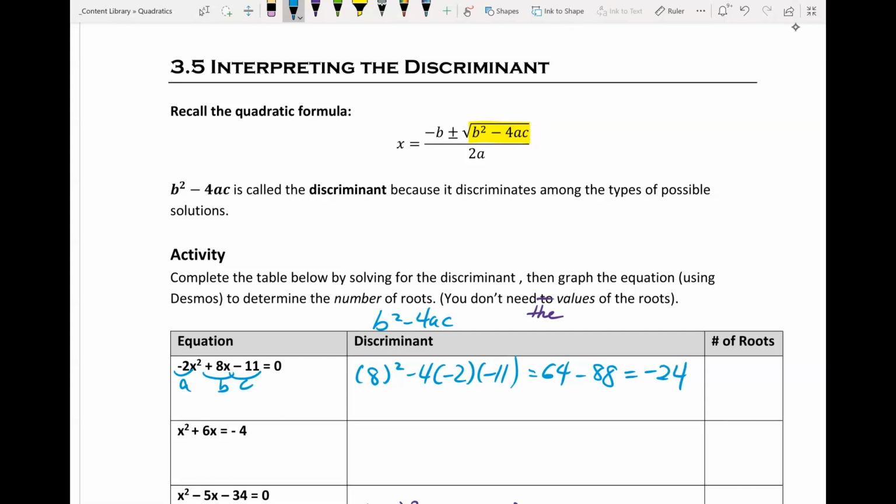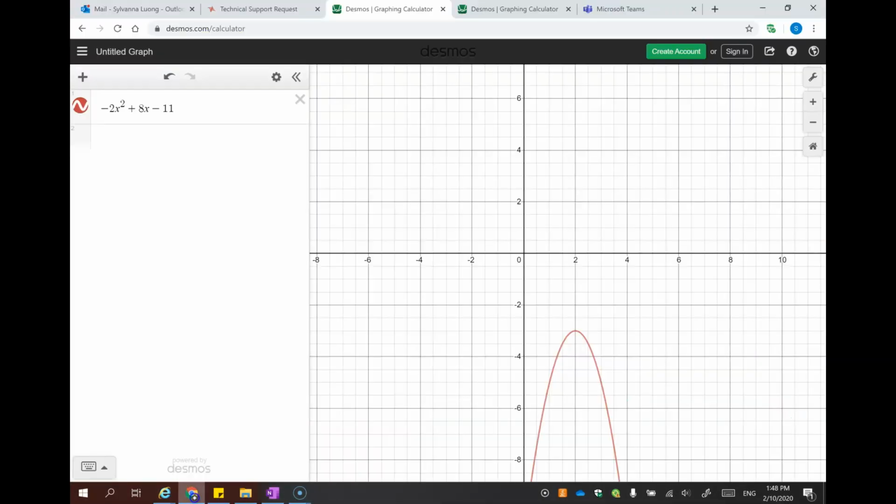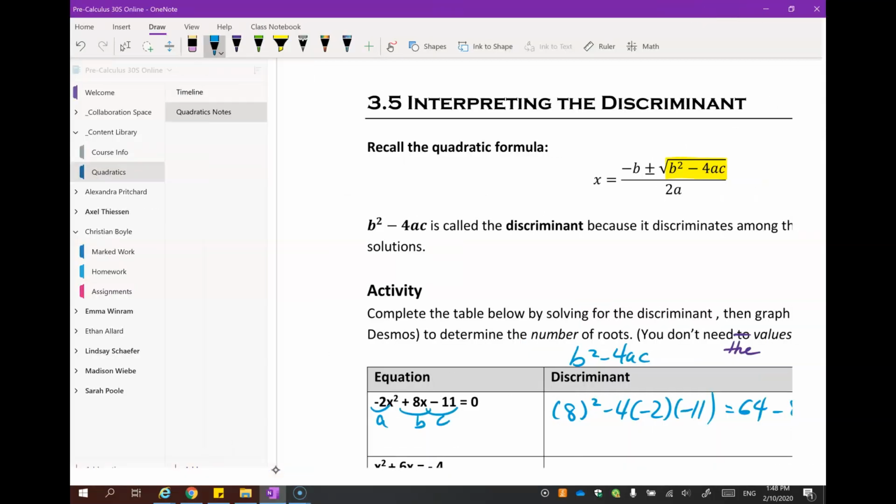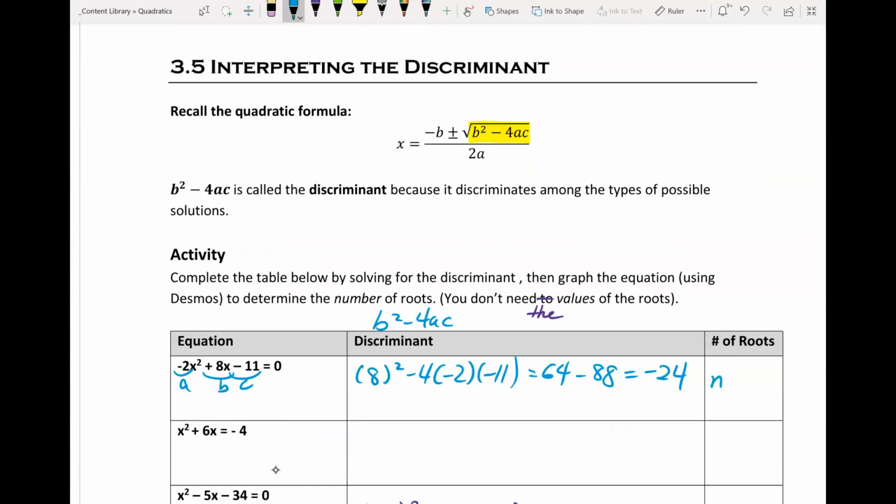Now we're going to go into Desmos and type in this equation, but we're actually going to only type in the expression. So do not type in the equals 0, just the negative 2x squared plus 8x minus 11. So here's that graph, and by the looks of this graph, we don't have any roots at all because the entire graph is below the x-axis. So this means we have no roots. So you can say none here, or you can also say 0.